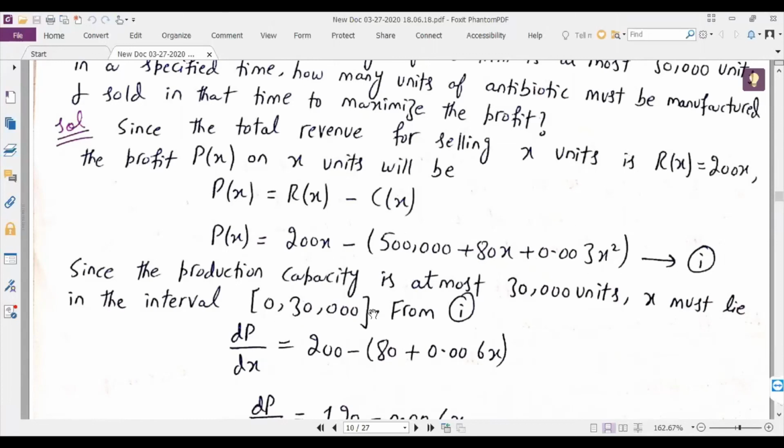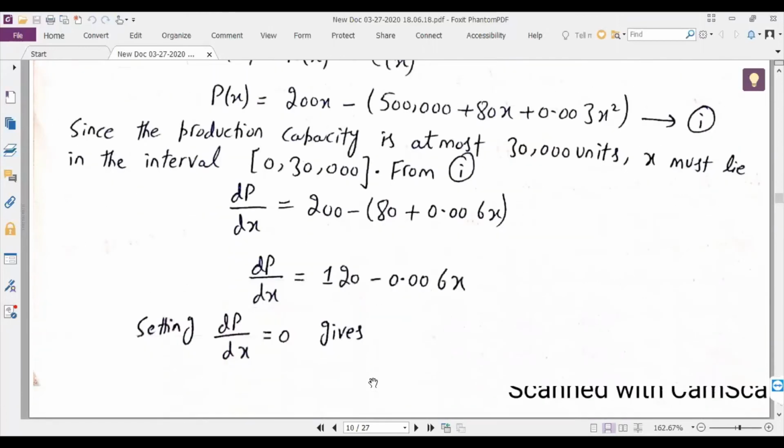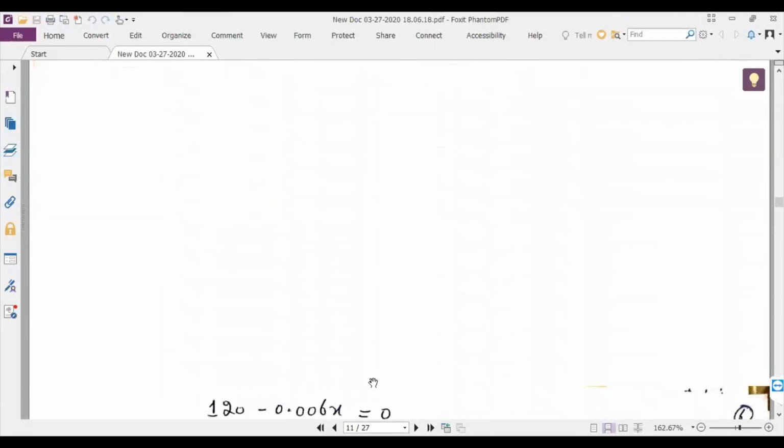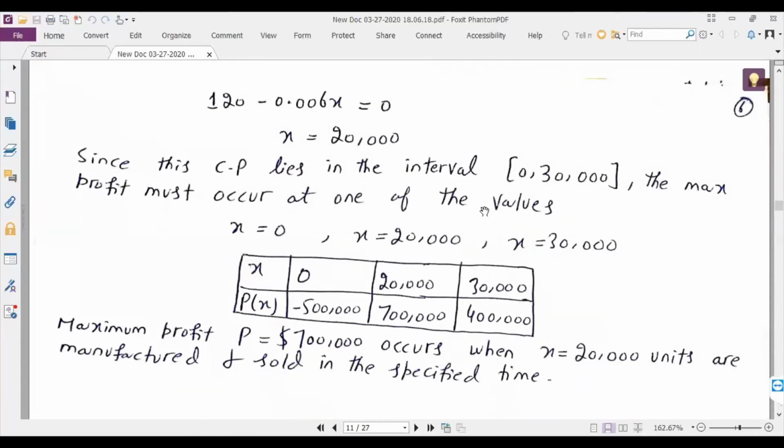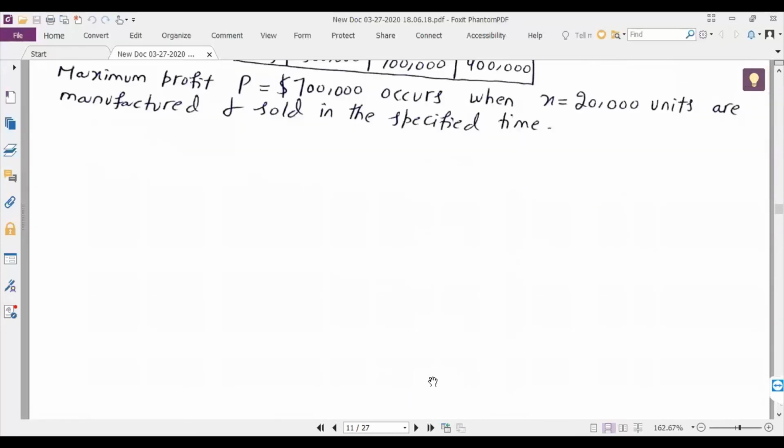Taking the derivative of the first equation, we get this. Setting it equal to 0, we get the critical point, and our critical point is 20,000. 20,000 lies in this interval. That means the maximum profit must occur at one of these values. Substituting the values of x in the profit function P of x, we get these values. So the maximum profit is 700,000, which occurs when x equals 20,000 units are manufactured and sold in the specified time.